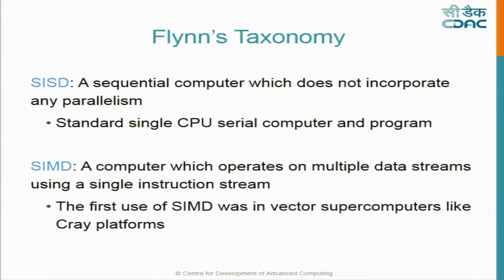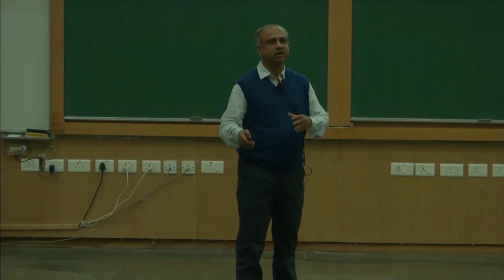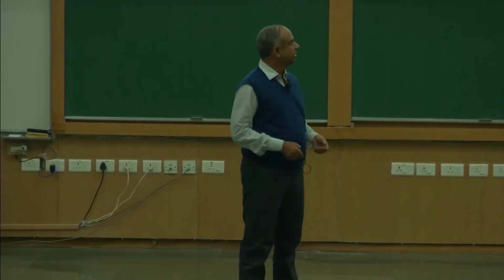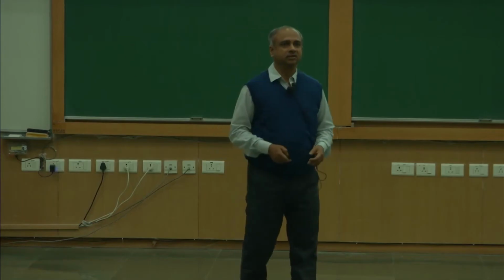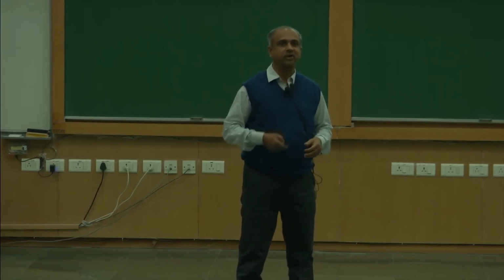So moving ahead, how were computers built earlier and how are they built now? An example: suppose this is an earth mover. It's a big earth mover and it can move, let's say, some 1,000 cubic meters of earth in a given time. Suppose that is not good enough for you. You want it to be double.